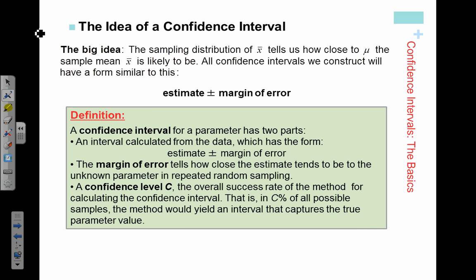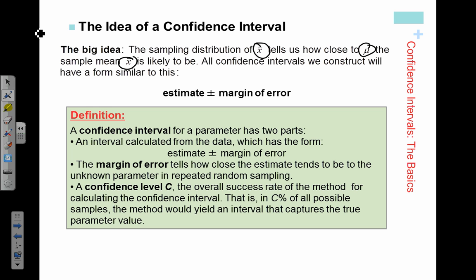The big idea is a sampling distribution of x bar, which is the mean of our sample, tells us how close to the actual mean of the population the sample mean is. So let's think about it. Let's say we're talking about ACT scores. If I got a sample of like 20 people, their ACT scores, the sampling distribution average should be close to the population average. Okay, but how close is it? Well, confidence interval will help me figure that out.